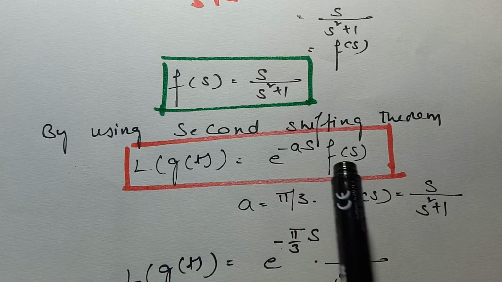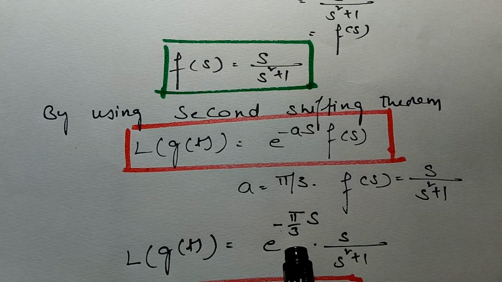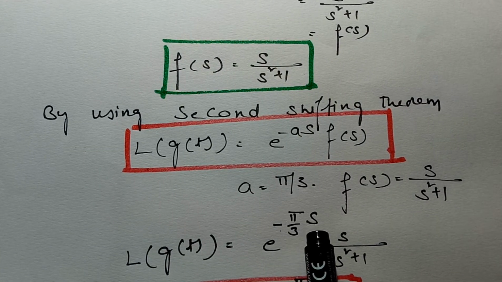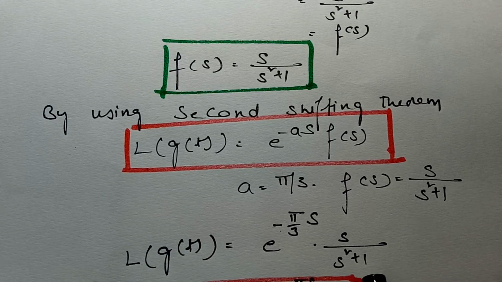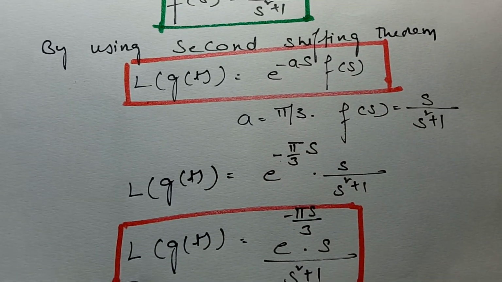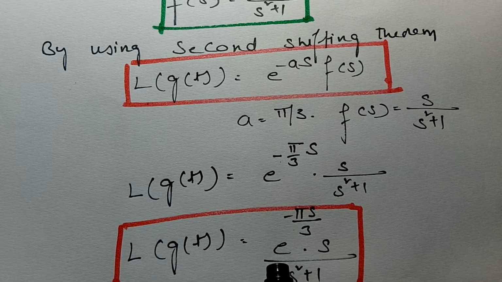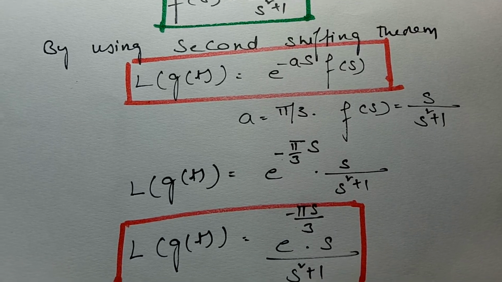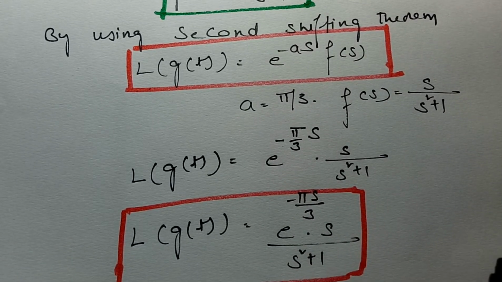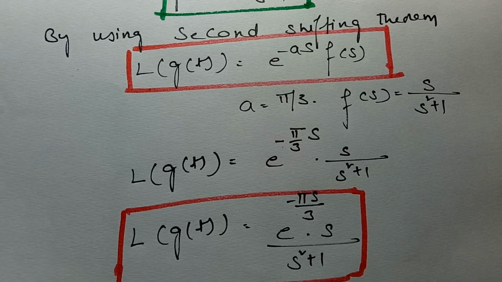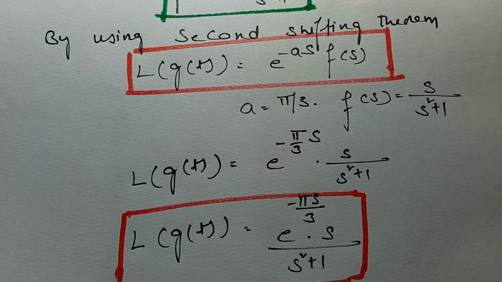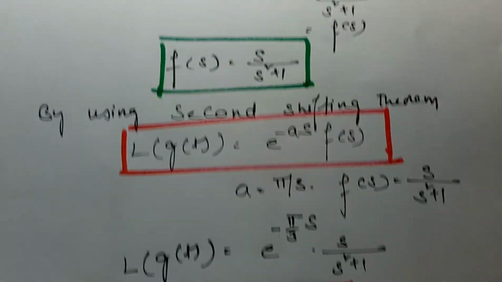I'll substitute in this formula. What is this? E power minus, what is a? Pi by 3, into s by s square plus 1. If I multiply, Laplace transformation of g of t is equal to e power minus pi s by 3 into s by s square plus 1. This is how we have to use the second shifting theorem for solving the Laplace transformation for the second function.